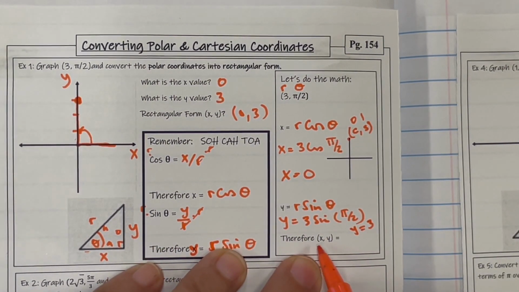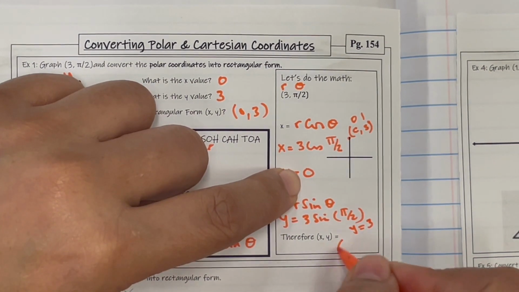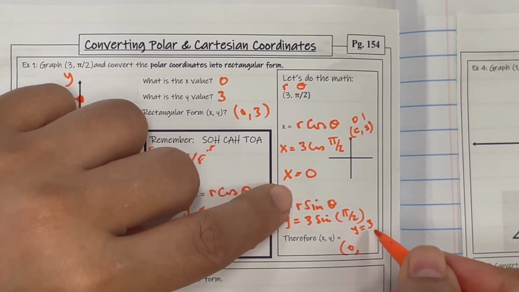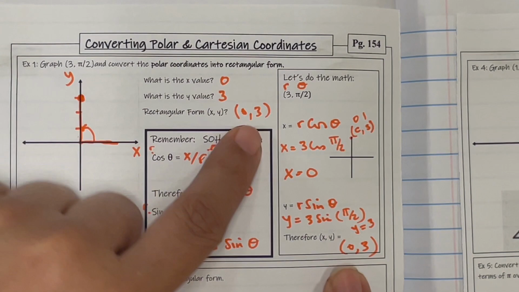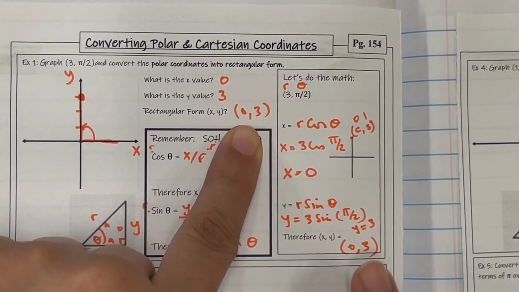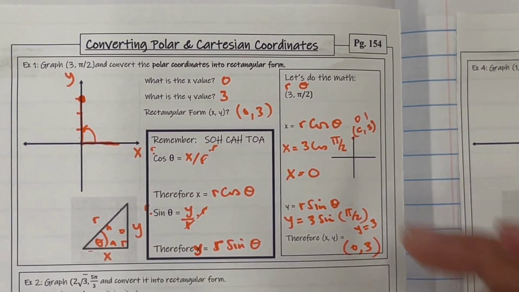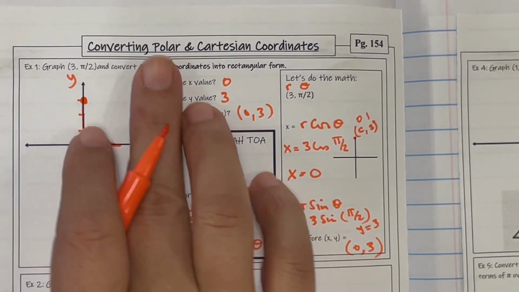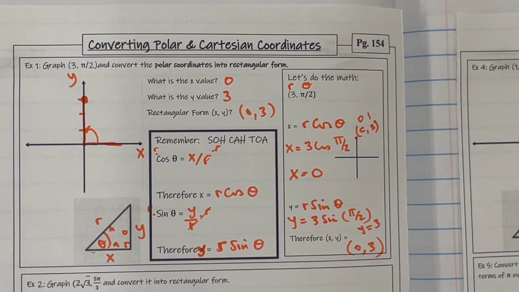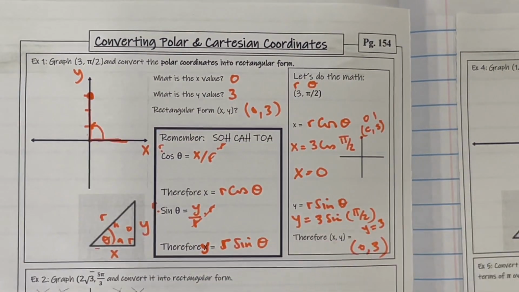So now writing it in terms of x and y. So x is 0 and y is 3. And you see that you get the exact same Cartesian coordinates, or rectangular coordinates. All right, so that's how you transfer polar into Cartesian coordinates. You use these formulas to make it work. All right, so let's take a look at some examples.